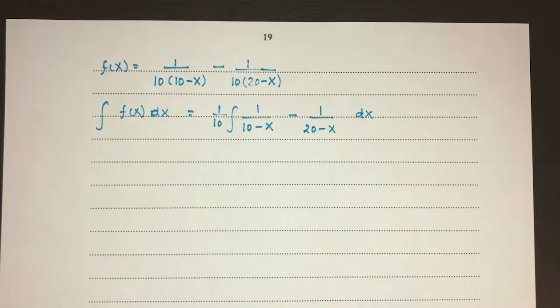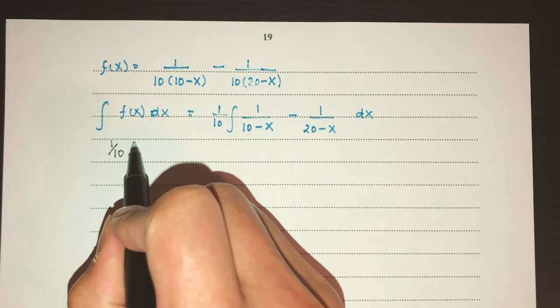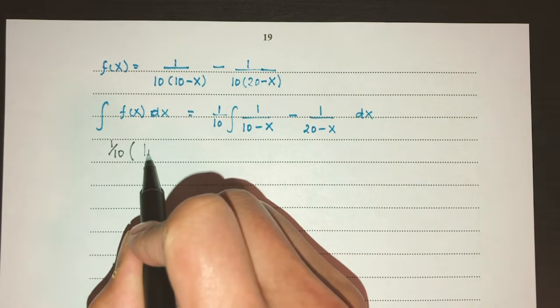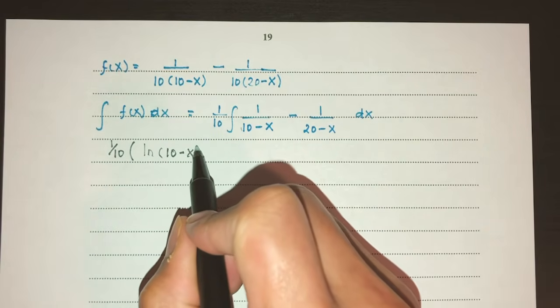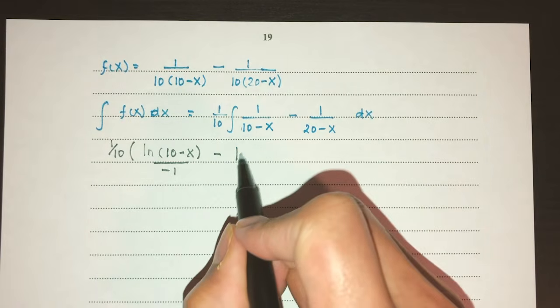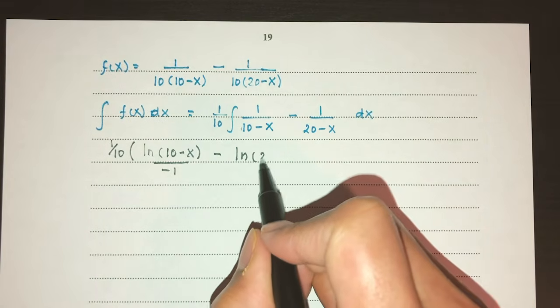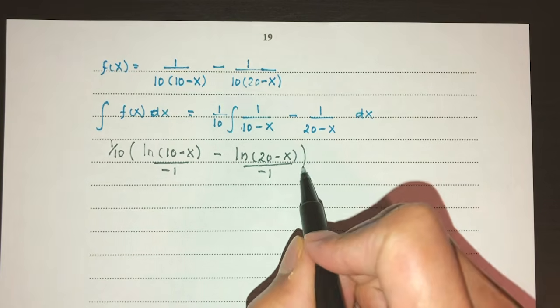Now let's solve one by one. 1 over 10 is 1 over 10. And this one will become ln of the value here, which is 10 minus x, divided by minus 1, minus ln of the value here, 20 minus x, divided by minus 1, this one.